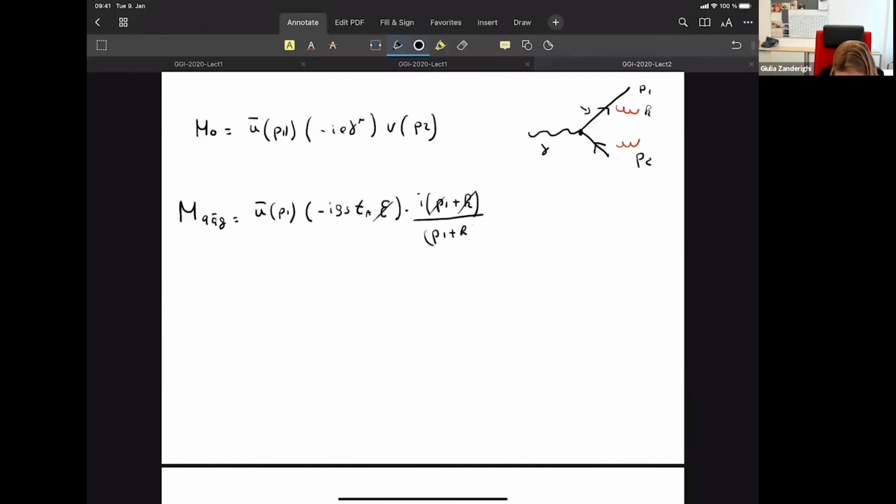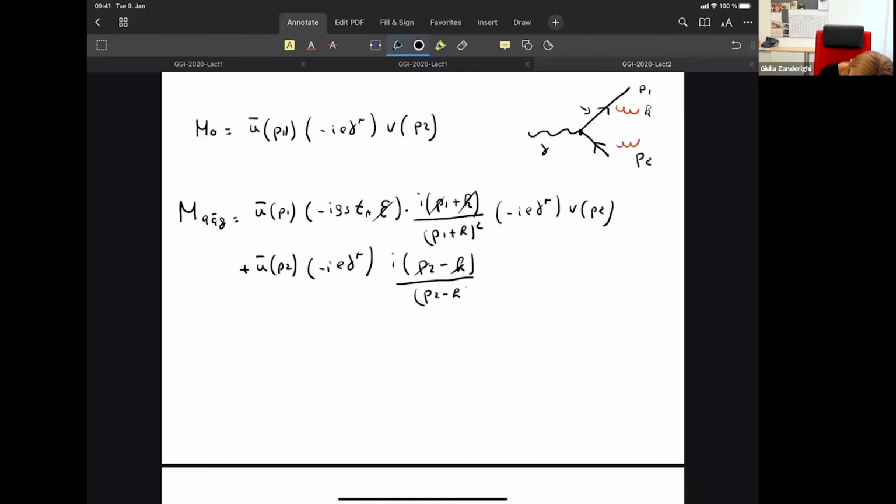Then I have the electromagnetic vertex. Then I have another contribution where the gluon is emitted on the other side. So I start with the electromagnetic vertex. Then I have my propagator, which now involves a minus sign because this is an antiquark. So this is (P2 minus K) squared. And then I will get the QCD vertex, T^a, and the polarization vector of the gluon.